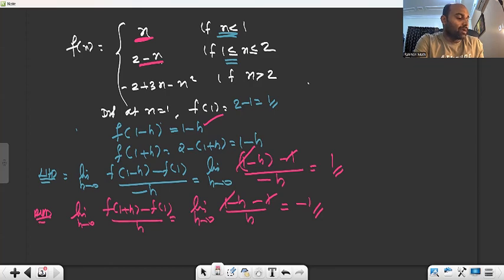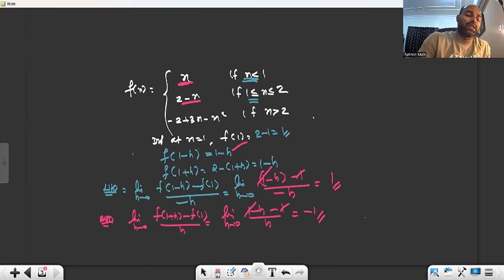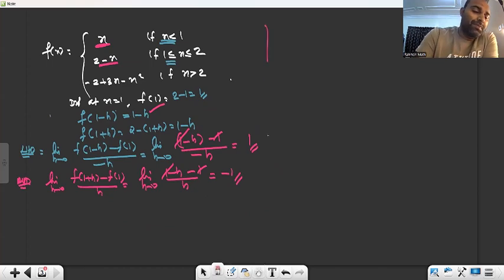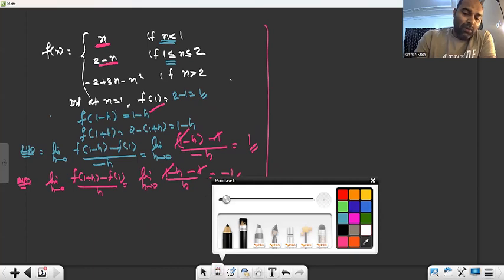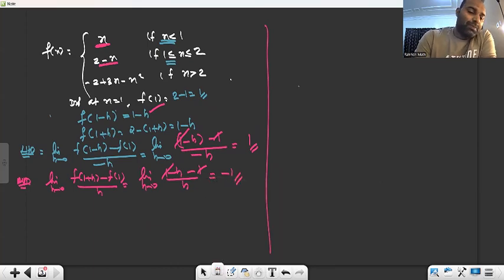Next, one more question is there. Differentiability at x equal to 2.